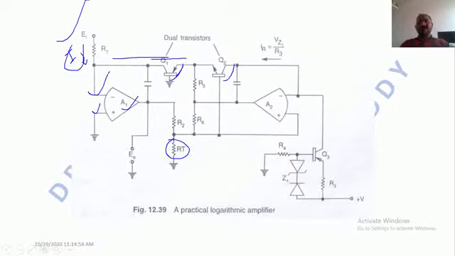So the current passing through the Q2 is decided by these factors. IR equals VZ1 by R3, which means the current passing through the Q2 is the current which is coming from the Q3 transistor.